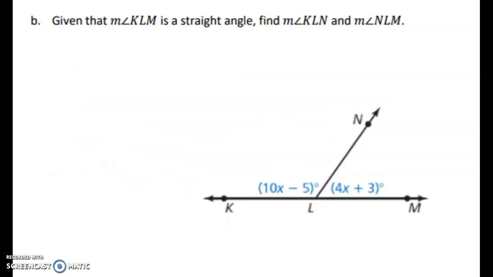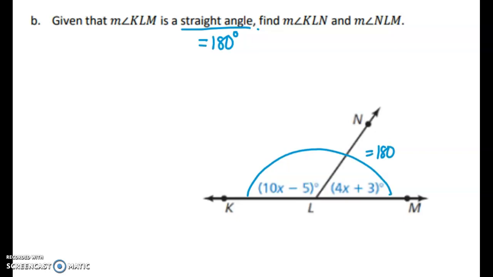All right, here's example 4b. Let's look for keywords. It says KLM is a straight angle. And what we know about a straight angle is that it is 180 degrees. So it wants us to find the two smaller angles. Well, you know this is a straight angle, so all together it equals 180.